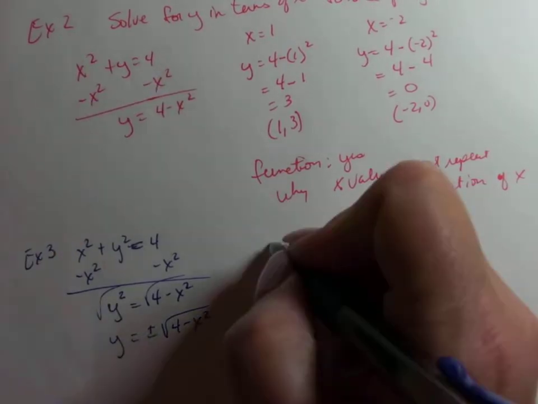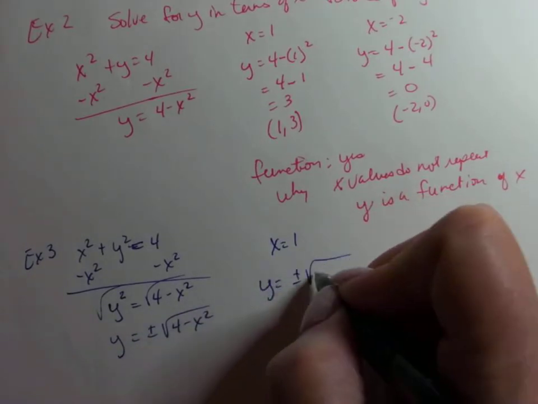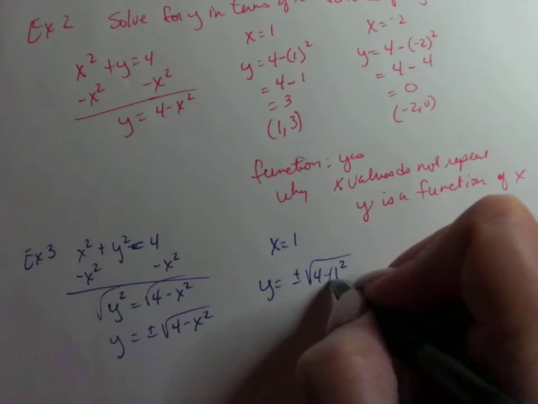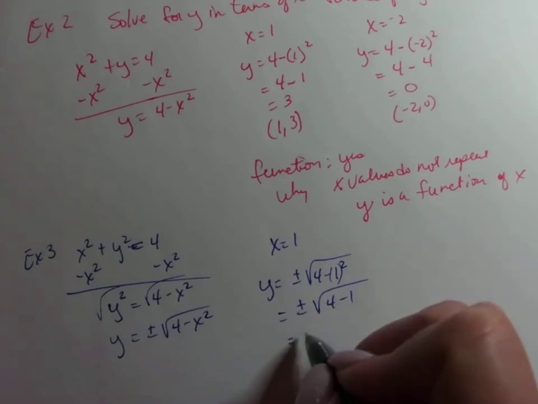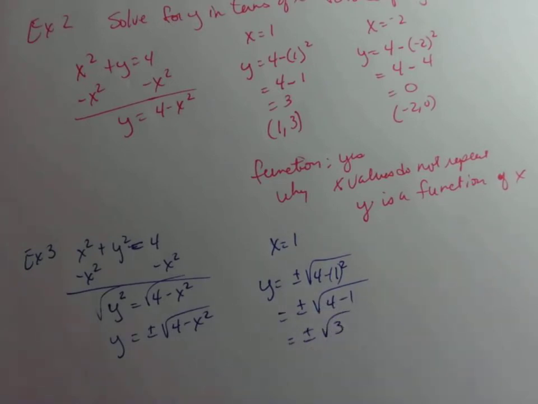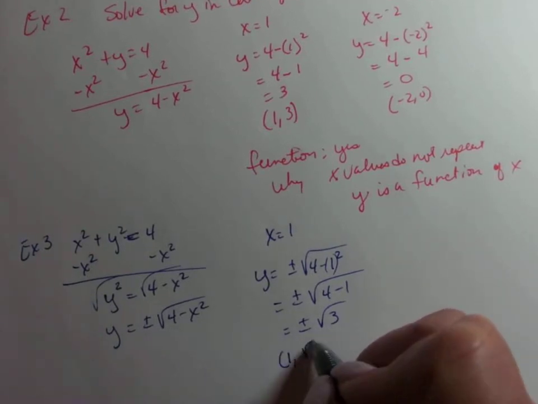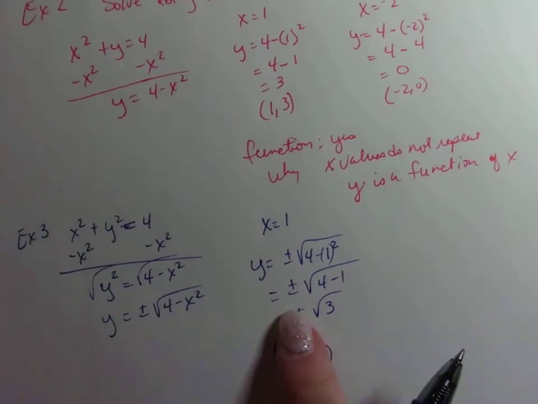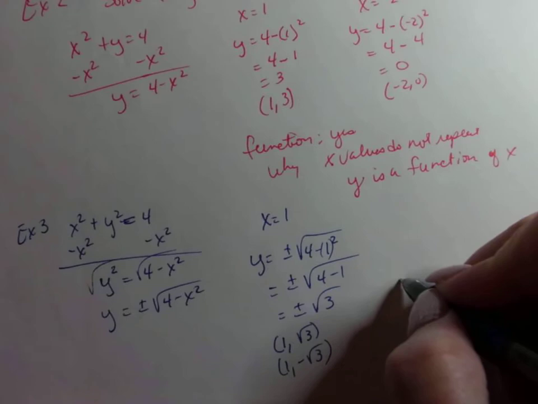We'll plug in x equal to 1. So that means I get y is equal to plus or minus the square root of 4 minus 1 squared, because we're plugging in that 1 value. Well, that's going to get plus or minus the square root of 4 minus 1, which is plus or minus the square root of 3. So what does this mean? This means that when I plug in 1, I get the square root of 3, and I get negative the square root of 3. So how many answers did we get? We got 2. So because for 1 x there are 2 y answers, it's not a function.